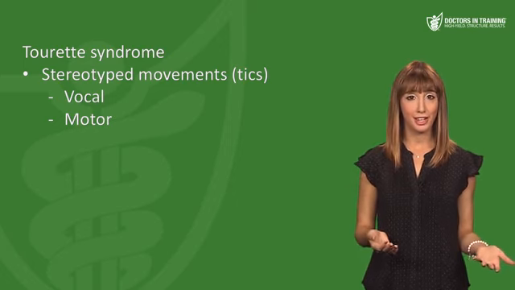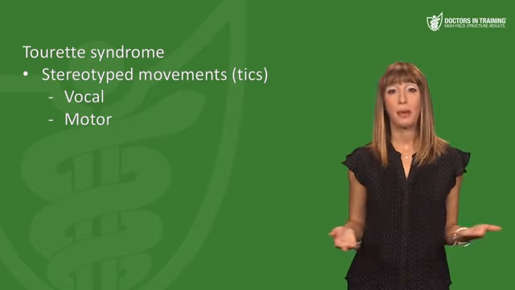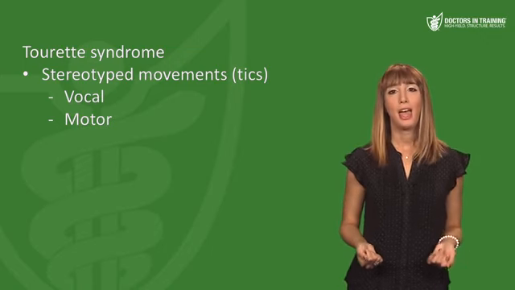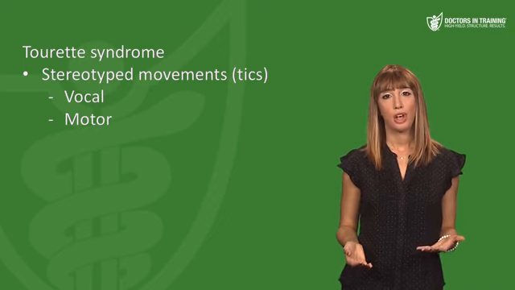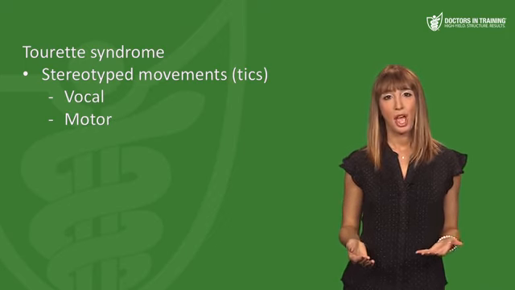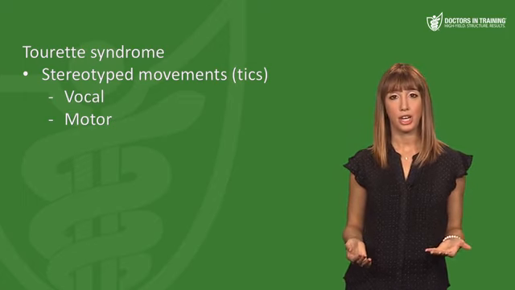Copro means feces and lalia means speech. So coprolalia is literally potty mouth. Great word. And sometimes they have motor tics that are obscene gestures, which is called copropraxia. But the motor tics are more commonly things like involuntary blinking or facial grimacing.